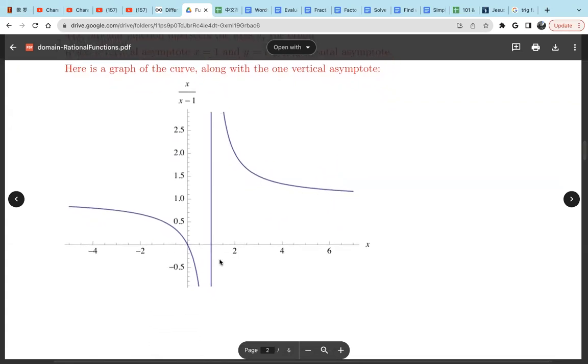So vertical asymptote, horizontal asymptote is not drawn here. Y equals 1, so this is 1. Asymptotes usually we draw as dotted lines. And so this graph will never cross this line. This graph will never cross this line. That's the function of asymptotes.